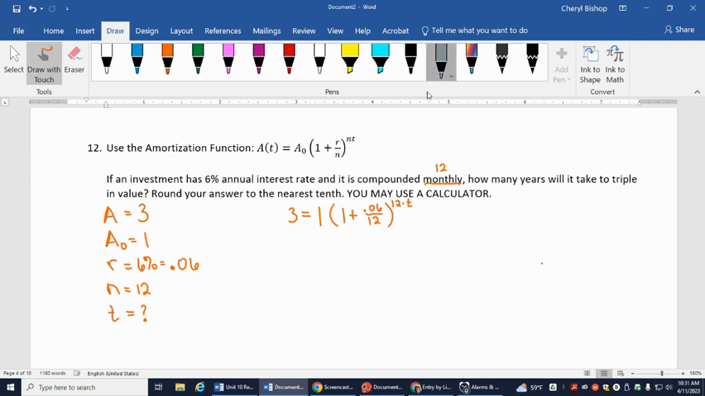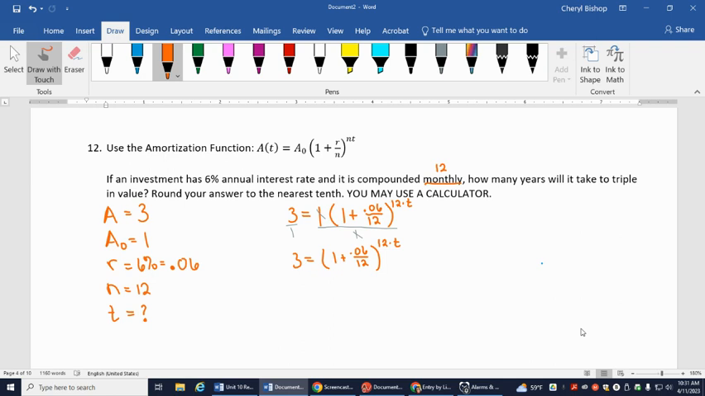Okay. Normally, the first thing we would do is divide by 1, right? The number that's out in front. But in this case, you don't really have to do that because it's 1, right? So it's not really changing anything. We're just multiplying by 1. But you can still do it, and you can see that we would have 3 equals 1 plus 0.06 over 12 to the 12 times t power.